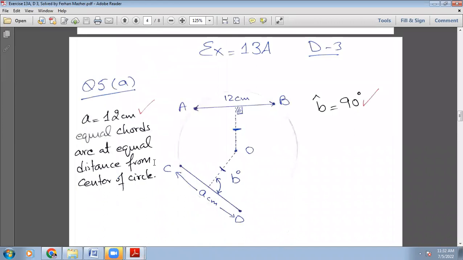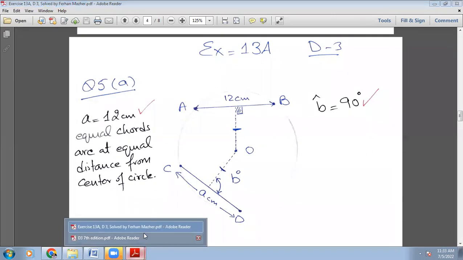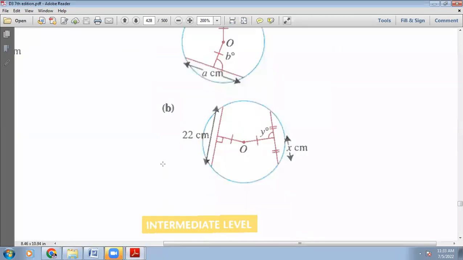This is purely a conceptual thing, only concepts are involved. Here, this A will be equal to 12, because this distance from the center is the same as this chord has. And this angle B is 90 degrees because this is the distance of the chord from the center. It's a conceptual question, no calculation is involved. Okay, so the next part is the B part.